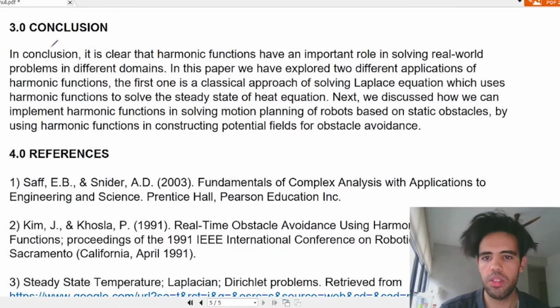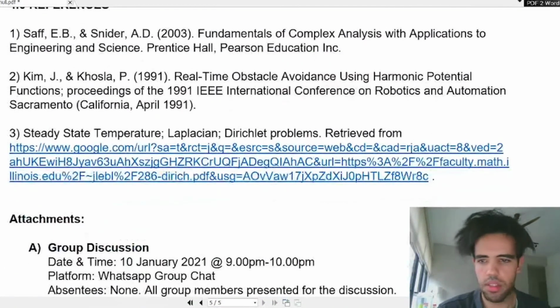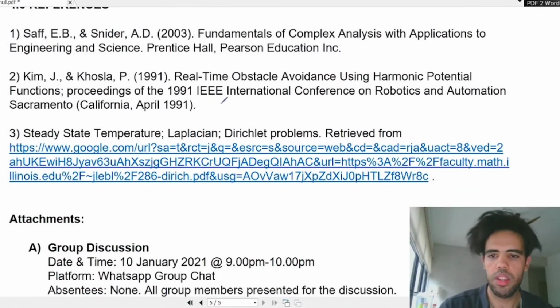In conclusion, we have seen that harmonic functions have an important role in solving many real-world problems. In this paper, we have seen two different applications of harmonic functions. The first one is a classical approach to solve the Laplace equation related to the steady state of the heat equation. Next, we have discussed how we can use harmonic functions in solving motion planning of robots based on potential fields of obstacle avoidance. And these are our references. Thank you for your attention.